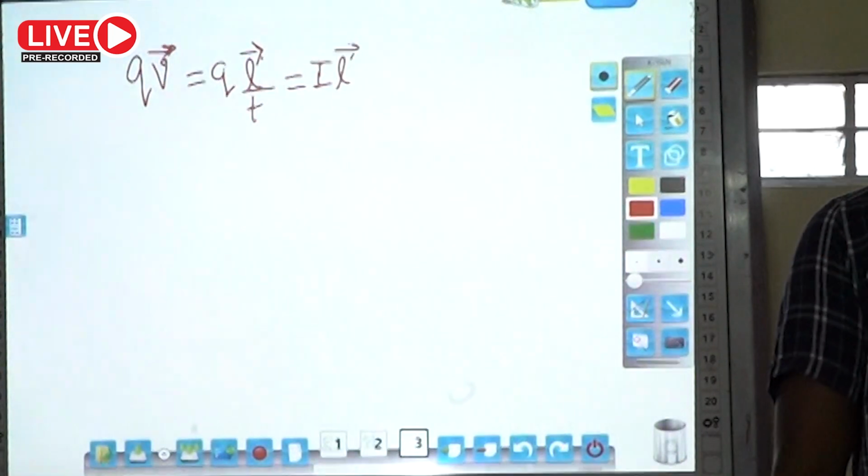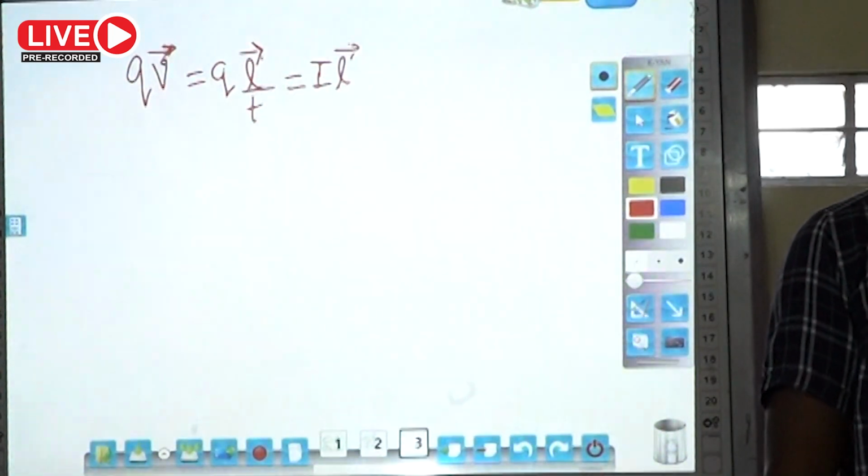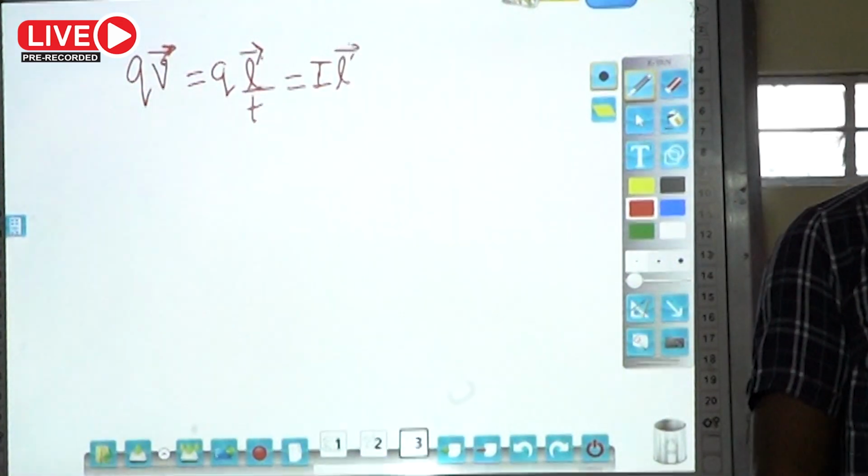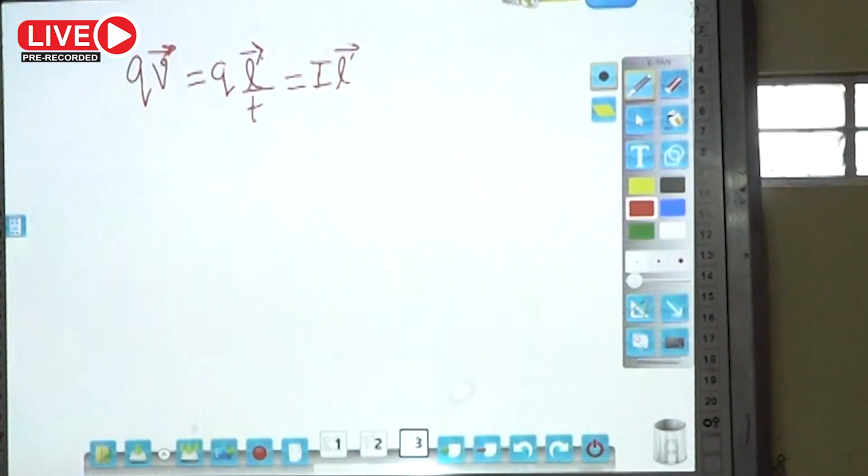But the length of the wire has some direction that is taken in the direction of the current flow. Current is in this direction, so the length of the wire is taken as a vector, with an arrowhead over it, and its direction is defined in the direction of current flow. Then this product I into L is called the current element. So current element and moving charge are both equivalent. So both can produce magnetic field.